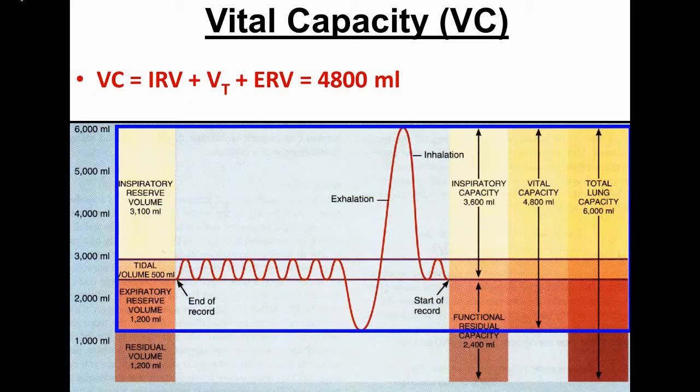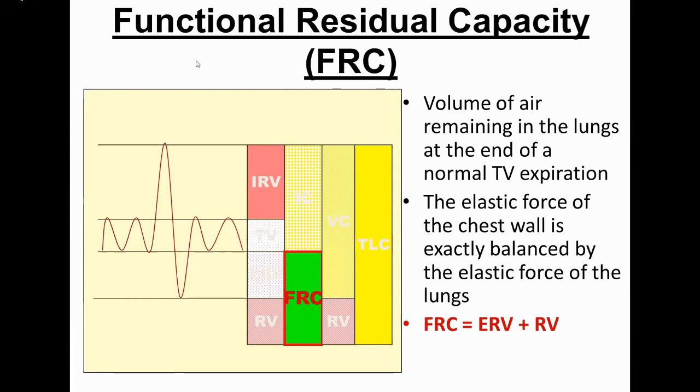Now coming to functional residual capacity. This is also a very important parameter, and this parameter will tell you about the functional residual capacity of the lungs. It is the volume of air remaining in the lungs at the end of the normal tidal volume expiration.